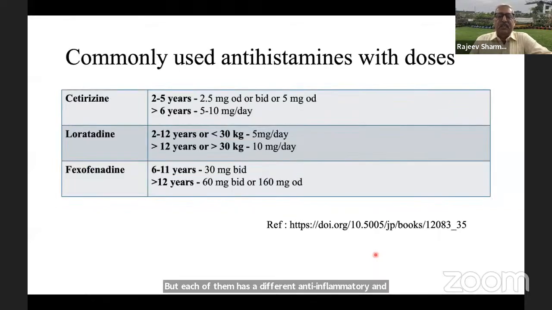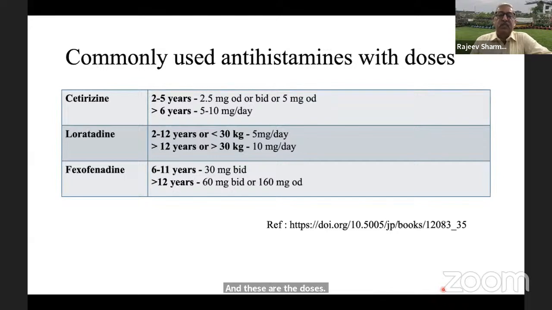So these are the antihistamines. Now the newer ones are being added, but still I don't know whether bilastine is safe enough to be used in children of pediatric dermatology. But yes, people are using it. And these are the doses.